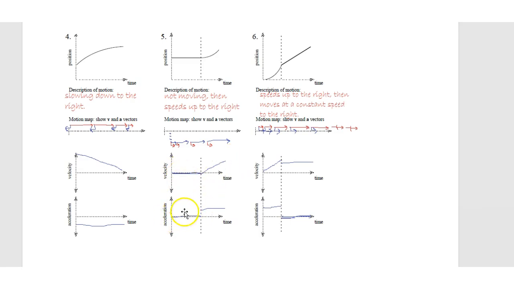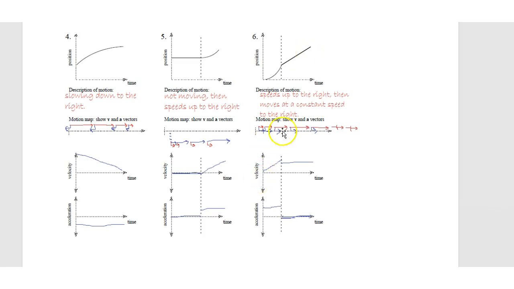Here where my velocity is 0, I have no acceleration, and when I speed up to the right, I have a positive acceleration because the slope of this line is positive. Okay, this guy, we're getting steeper. That means I'm moving faster, and it's positive, so I'm moving faster to the right. We're speeding up to the right. Then we move at a constant speed to the right. This is a straight line, so that's a constant speed. That's what we did last unit.